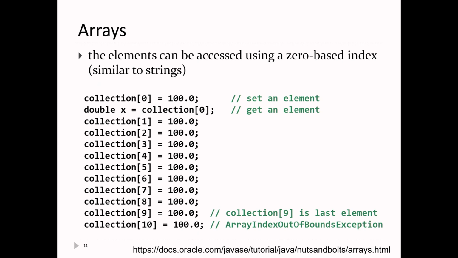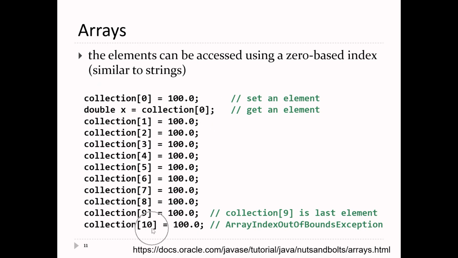Using the array is exactly the same as using the array in C. Square brackets, index of the element that you want to use. Either you want to set or you want to get the value. So I can set the first element by writing square bracket 0 and then equals something. I can get the first element by writing square bracket 0.